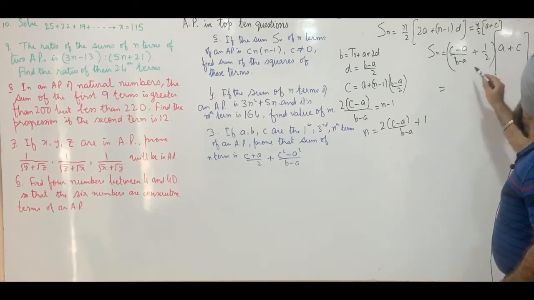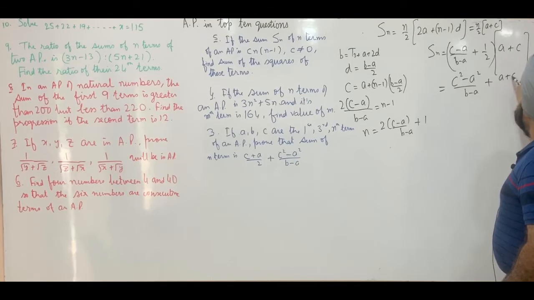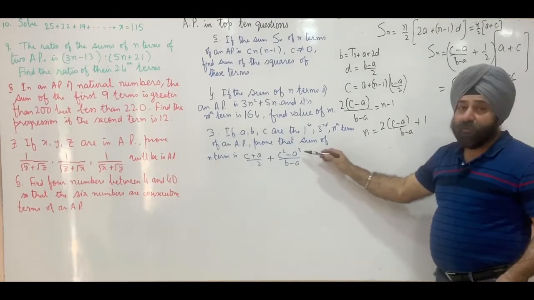c minus a into c plus a is c square minus a square upon b minus a, plus this is a plus c by 2. This is what we wanted to prove.